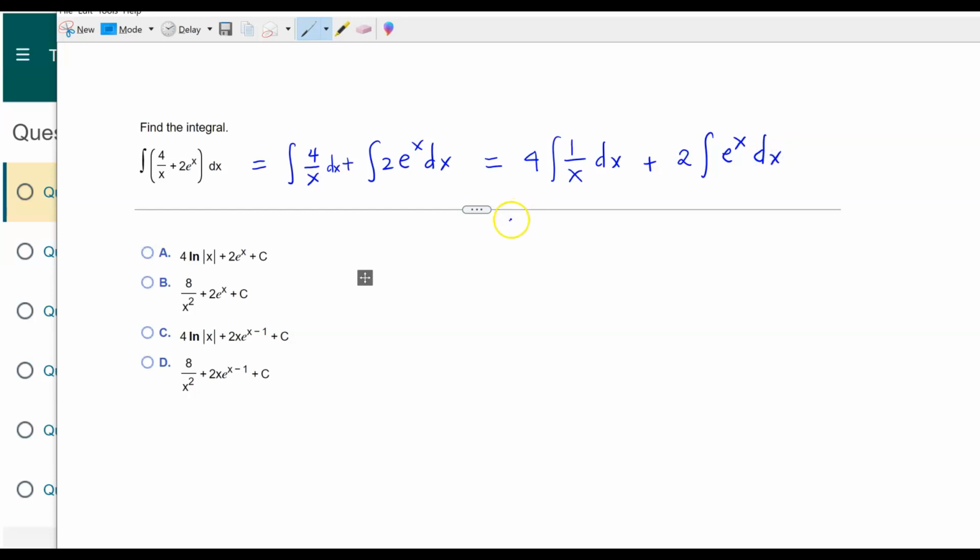And then we just use the formulas that we have. The integral of 1 over x is just ln of the absolute value of x. So it's 4, copy that constant, 4 times the integral of 1 over x, which is ln x. And plus 2, and the integral of e to the x is just e to the x. And don't forget to write the integration constant. So that means that the answer is letter A.